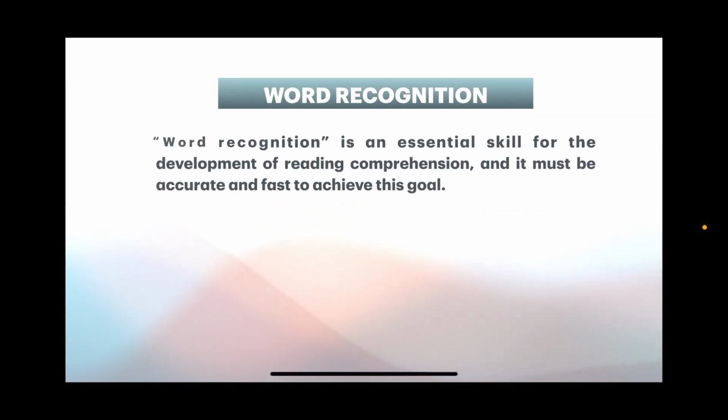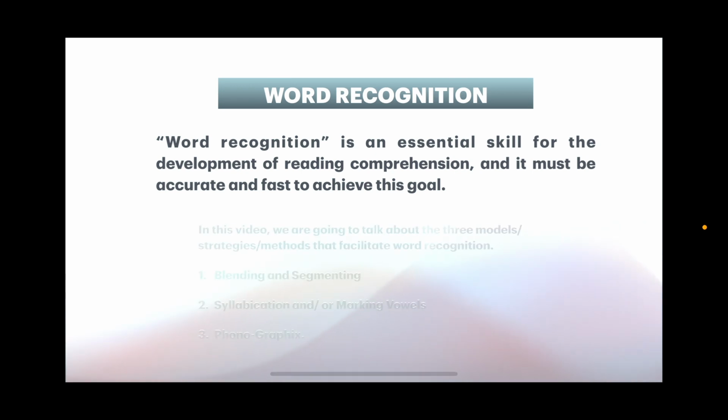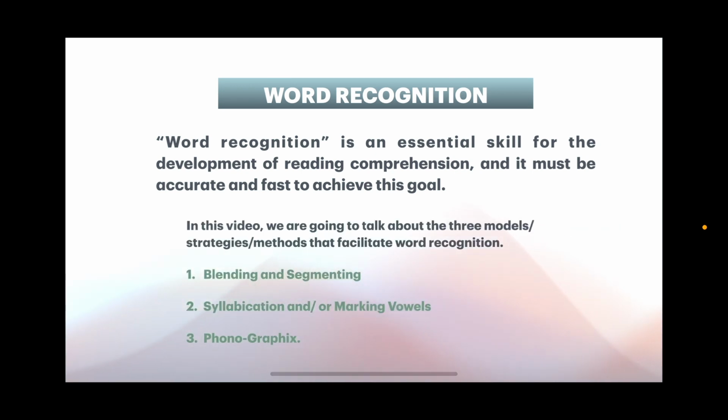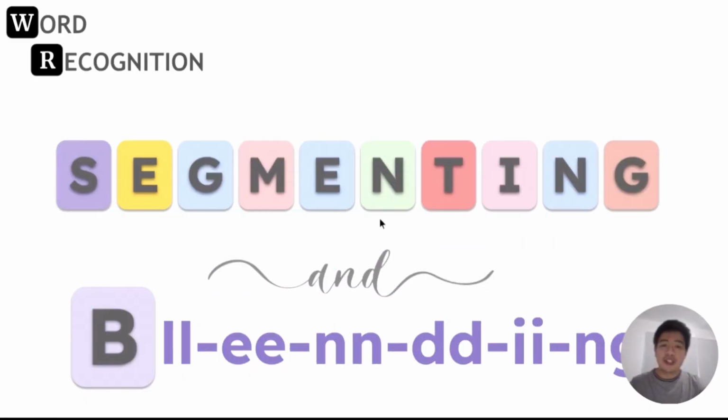Word recognition is an essential skill for the development of reading comprehension, and it must be accurate and fast to achieve this goal. In this video, we are going to talk about the three models, strategies, and methods that facilitate word recognition. First, blending and segmenting. Second, syllabication and/or marking vowels. Third, Phono-Graphix.